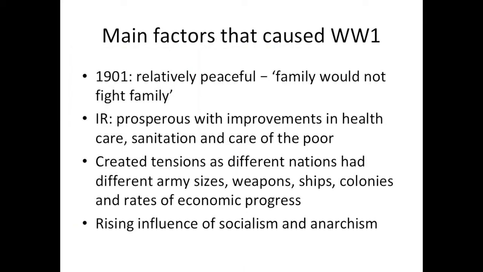In 1901, Europe was relatively peaceful, as Queen Victoria's descendants had married into many different royal houses around Europe, and it was thought that it was unlikely that family would fight family. The Industrial Revolution was prosperous with improvements in healthcare, sanitation, and care of the poor. However, it created tensions as different nations had different army sizes, weapons, ships, colonies, and rates of economic progress. Standards of living were uneven, and there was a big difference between the rich and industrialized countries such as Great Britain and Germany. Governments were also afraid of the rising influence of socialism and anarchism too.